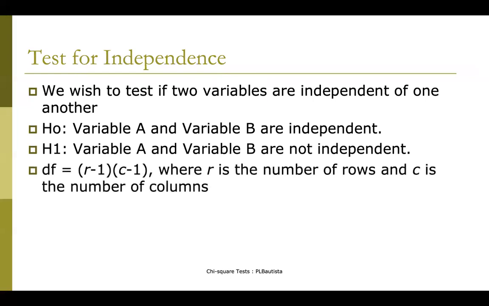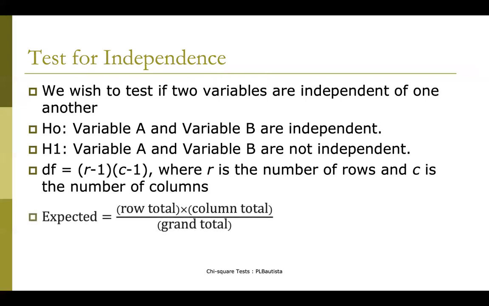For this particular application, the degrees of freedom is given by r minus 1 times c minus 1, where r is the number of rows and c is the number of columns. Finally, to compute the expected values, we will use this formula, which is row total times column total divided by the grand total. And we will again illustrate how to apply this in the next example.